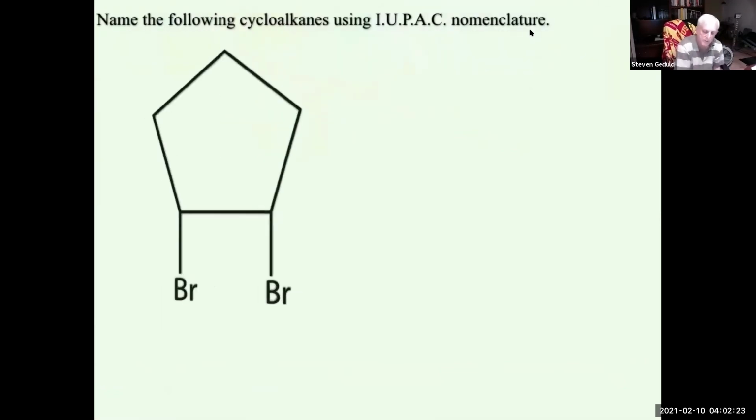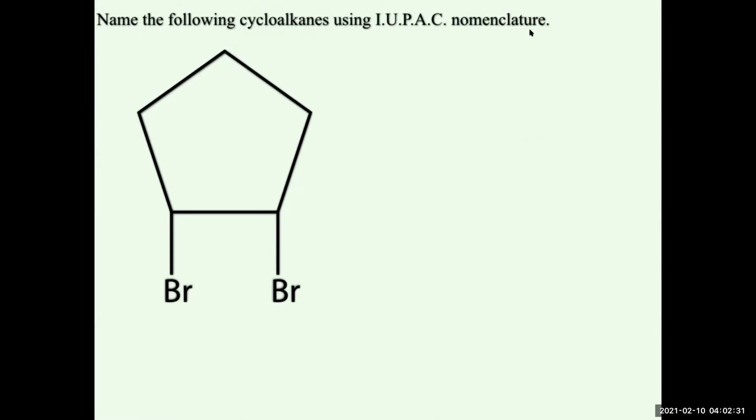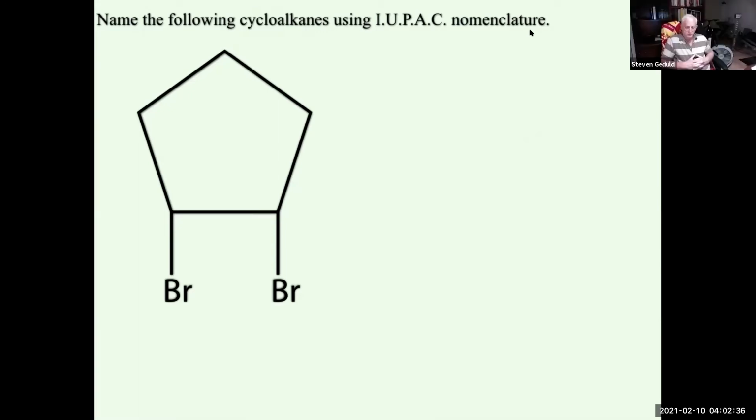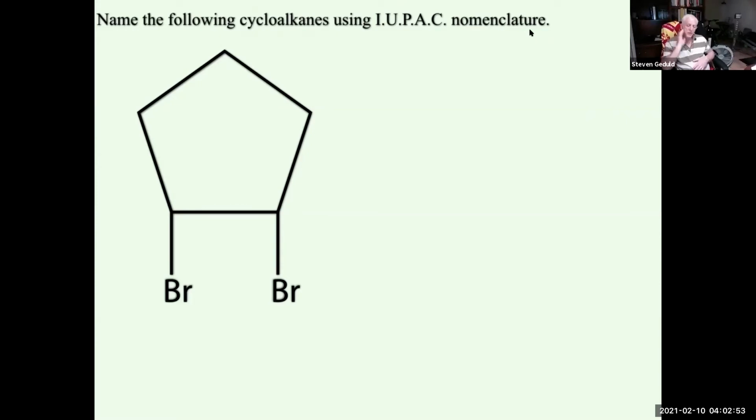All right. Cis or trans? Cis, same side. Okay. They're at 1 and 2. The cyclo with 5 carbons, which means what? What's the name of the circle with 5 carbons? Pentane. Perfect. Cyclopentane. And those are bromine extensions.